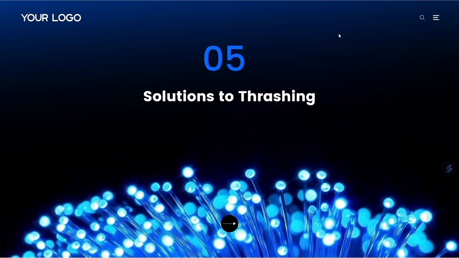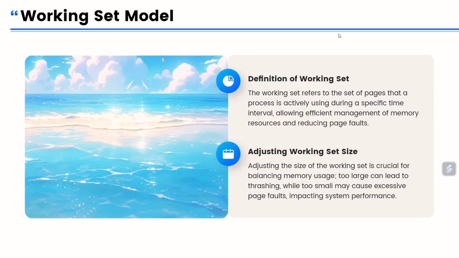Solutions to thrashing. Definition of working set. The working set refers to the set of pages that a process is actively using during a specific time interval, allowing efficient management of memory resources and reducing page faults.